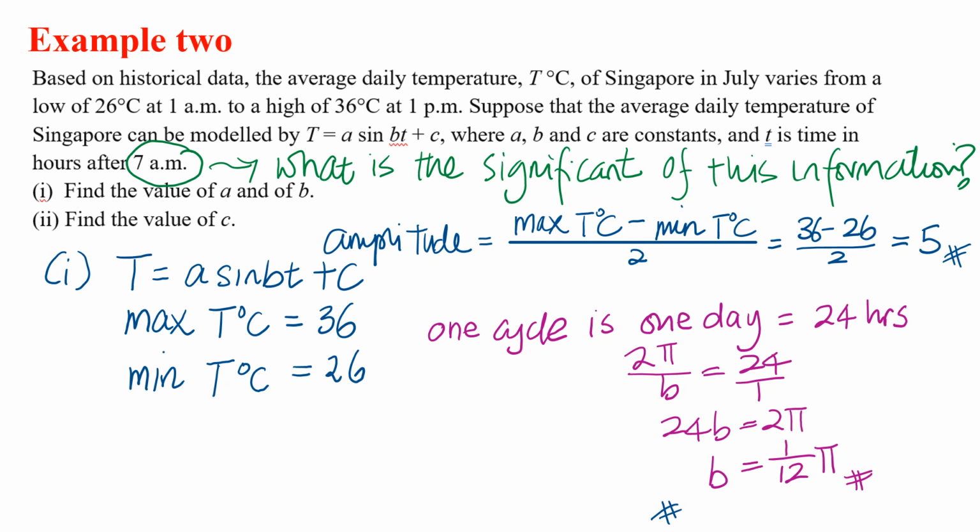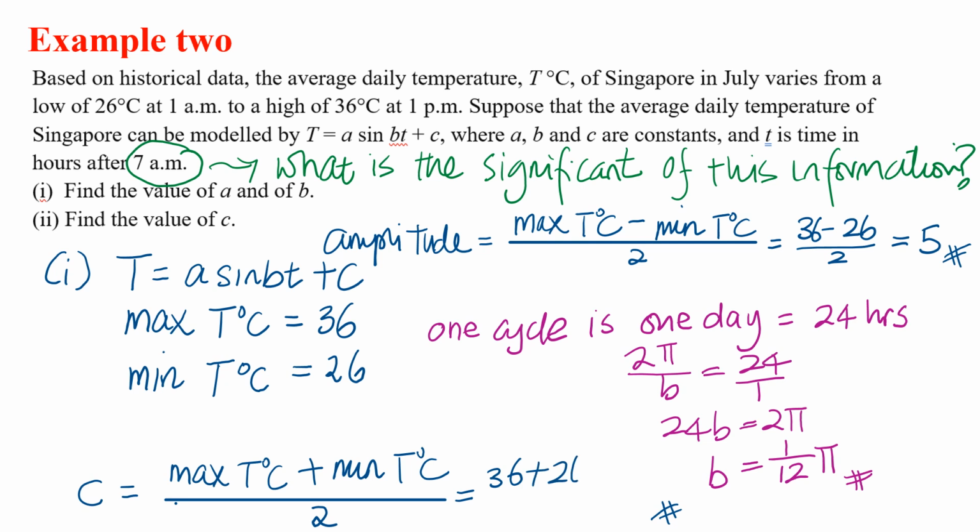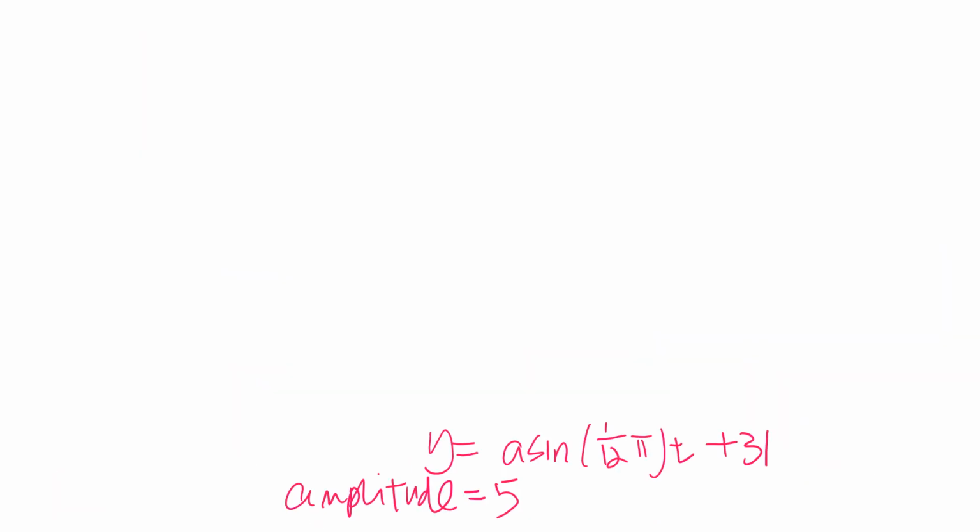Okay, and then what else do we need? Yes, we need to find the axis of the curve, right? So the axis of the curve is maximum T plus minimum T divided by 2. The next thing now is that we need to determine if A is positive or negative. So how do we do it? Basically we have found the value of the amplitude is 5. So now we need to decide if your A is negative 5 or 5.